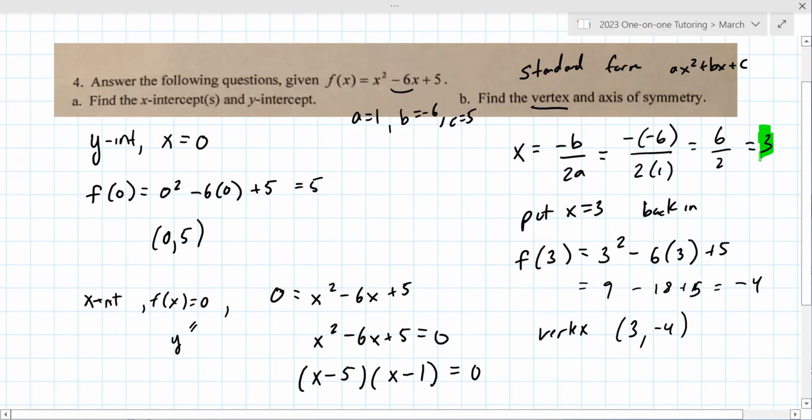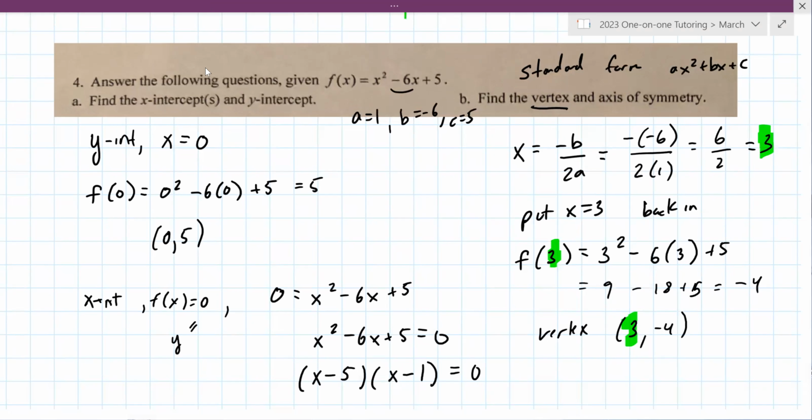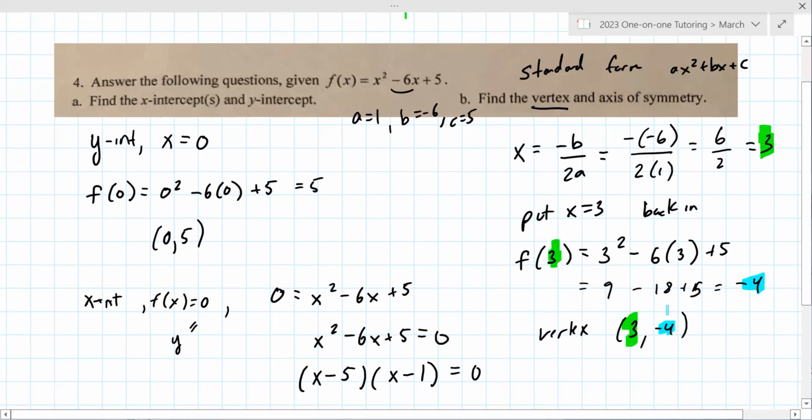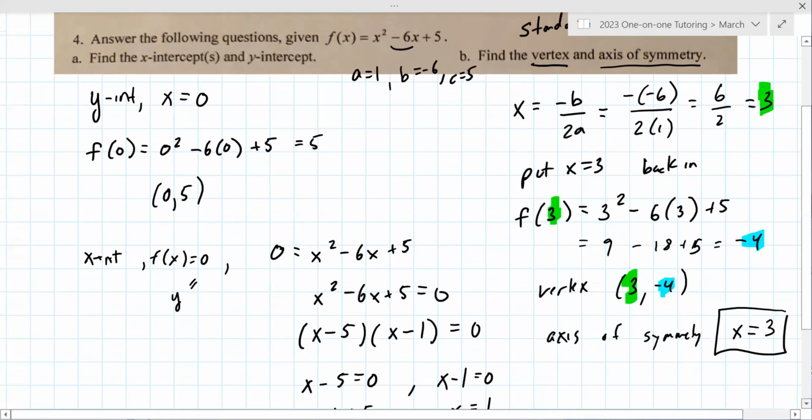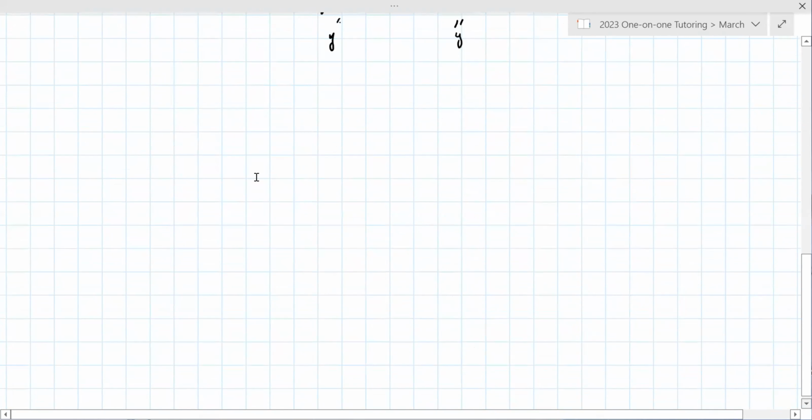So let me just color code that in case you want to look at that later. The vertex is (3, -4). The axis of symmetry comes from the vertex. So it is always the x coordinate of the vertex. x equals 3. And it has to be written as an equation. Unless there's questions, I'll just keep going here. So just interrupt if something's unclear, unmute and jump in. But let's go down here and do part C.